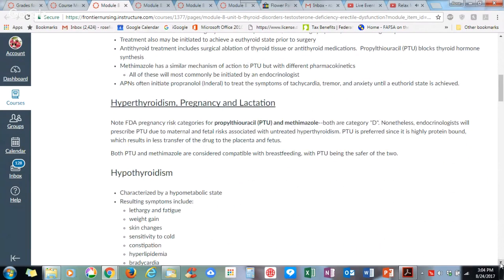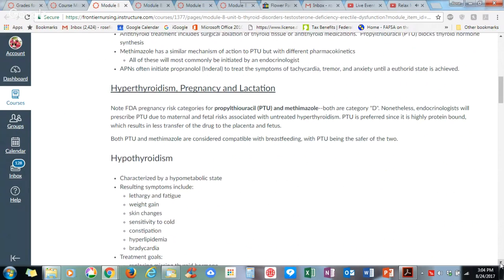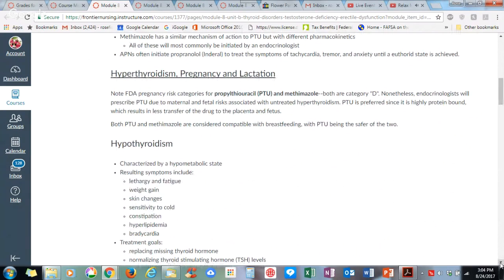All of these will be most commonly initiated by an endocrinologist. APNs often initiate propranolol or Inderal to treat the symptoms of tachycardia, tremor, and anxiety until a euthyroid state is achieved.